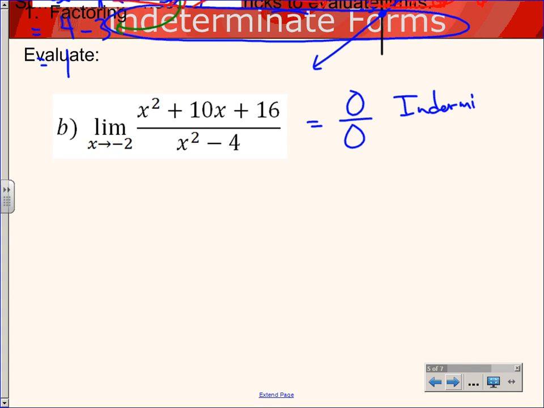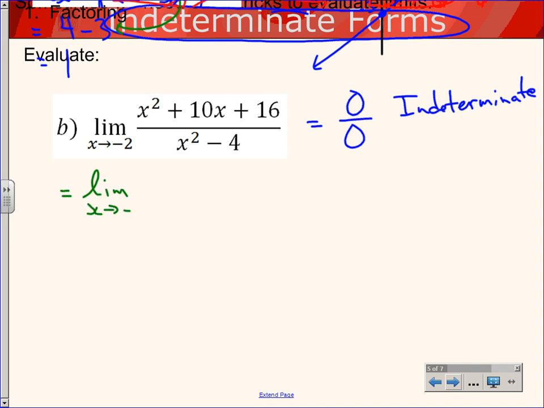So we're getting an indeterminate form again. Indeterminate. So we should try and factor. The reason we sub in is sometimes it'll just work, right? Sometimes you can just sub in and you get a nice number. It's only if you get 0 over 0 that we actually have a problem.